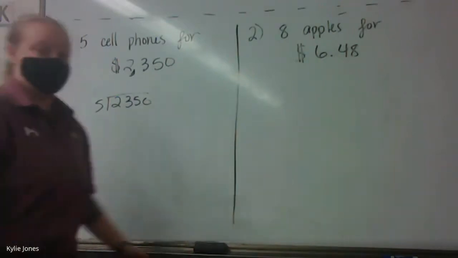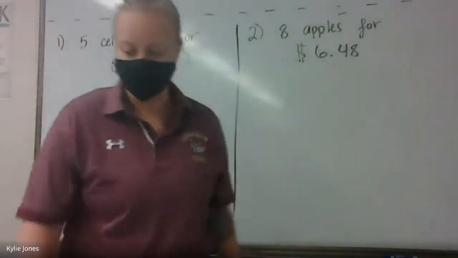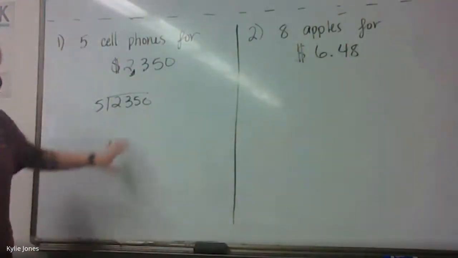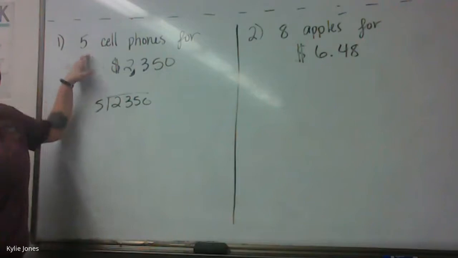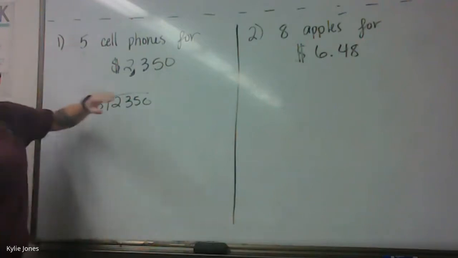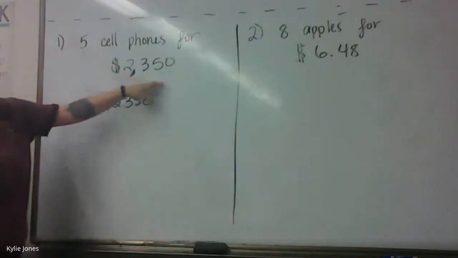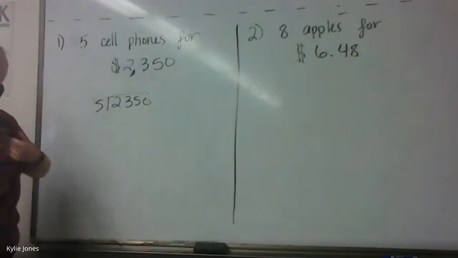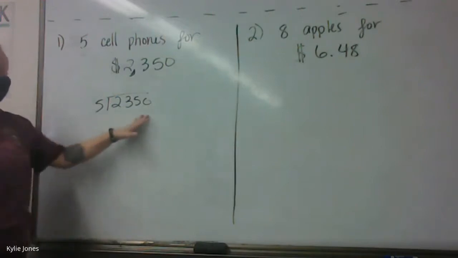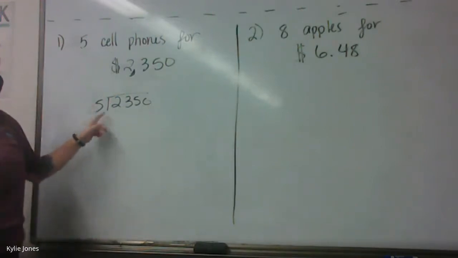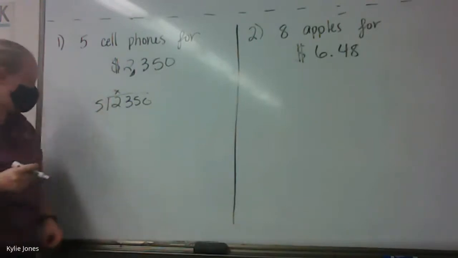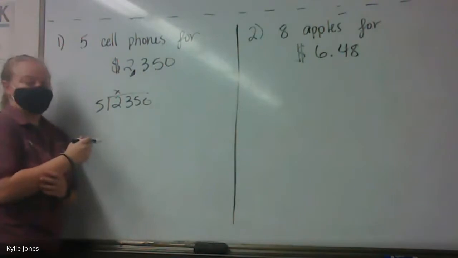Okay, we're gonna go over these so that we have time to do the other quizzes. So we already kind of set this one up. We're buying 5 phones, for a total of $2,350. That's a lot of money to spend on phones, but we need to figure out how much one phone costs. So we need to divide 2,350 divided by 5. Does 5 go into 2? No. Does it go into 23? Yes. How many times? 4 times.